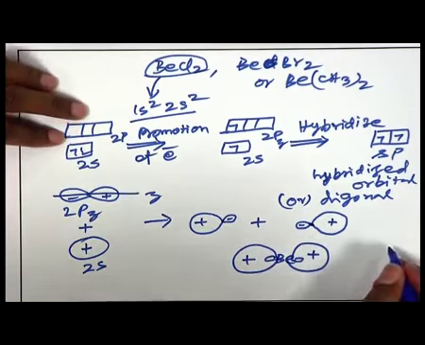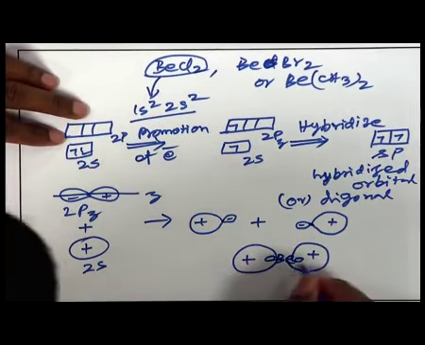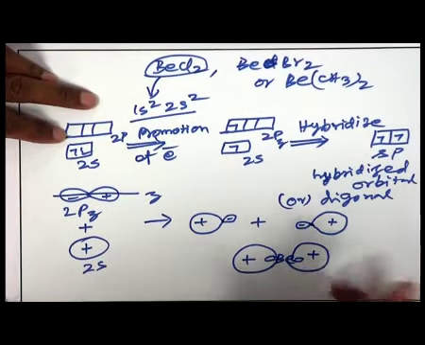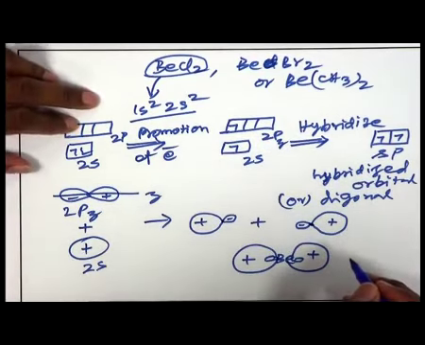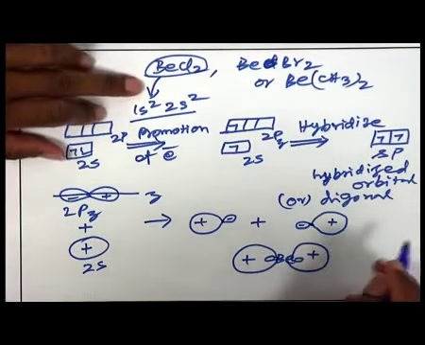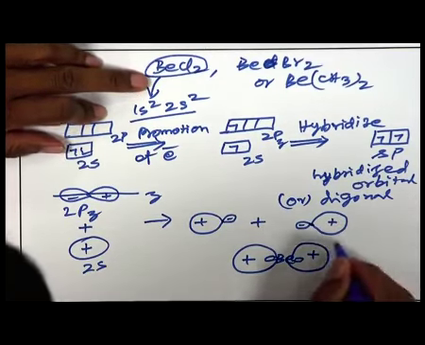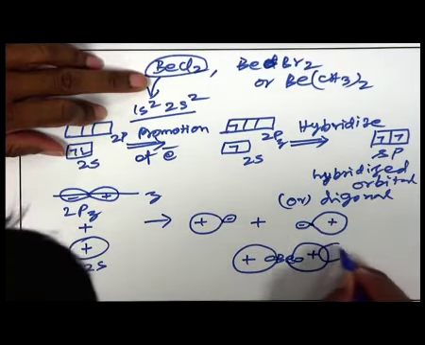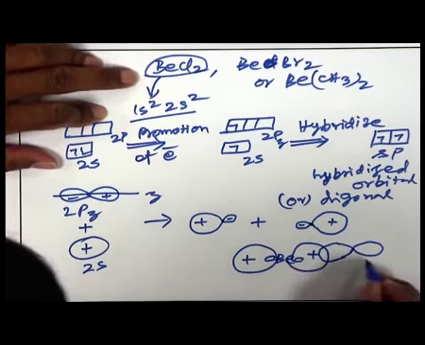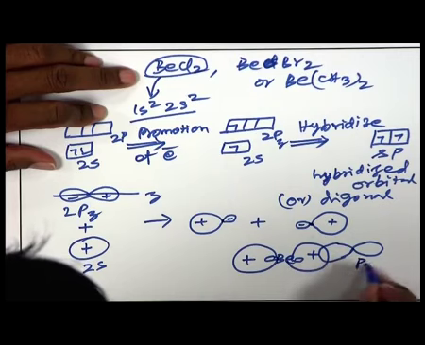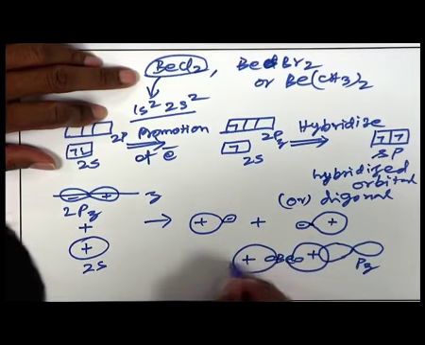Then the 2 chlorine atoms can come closer to this one. They have one unpaired electron each and can form a bond. The p orbital of the chlorine atom can overlap here, for example in this way. This is the z axis.